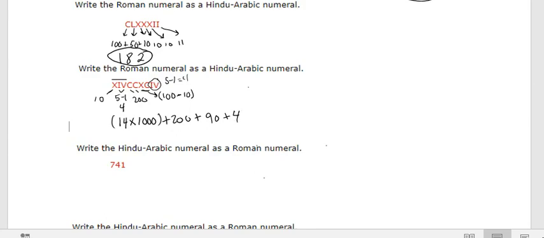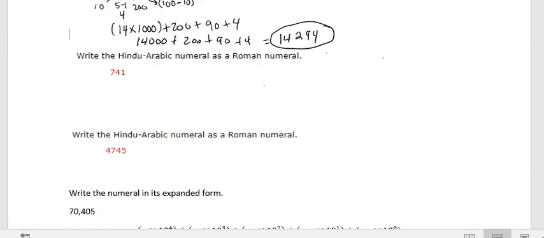So now we do 14 times 1,000. So that's going to be 14,000 plus 200 plus 90 plus 4. And if we add all of it together, then we end up with 14,294. Now we want to write the number as a Roman numeral. So here I have 700 plus 40 plus 1. So if I write it in expanded form, it may make it easier to see.